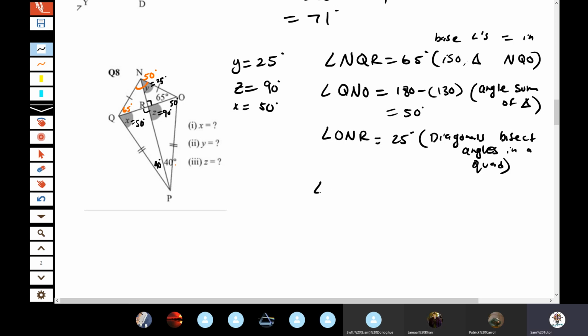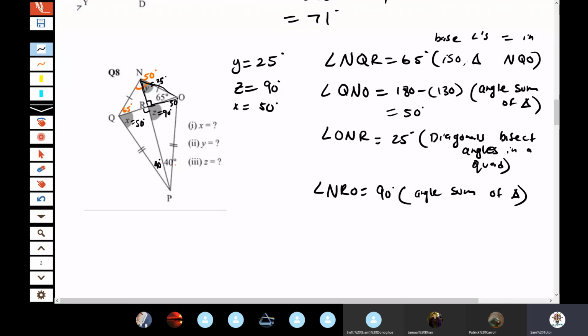And then we went and found angle NRO. That becomes 90 degrees. What was our reason there? Well, now that we know the top one is 25, 25 plus 65 is 90. Now I use the smaller triangle, and we found that's equal to 90, angle sum of a triangle.